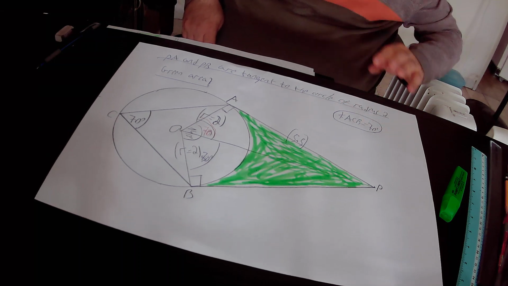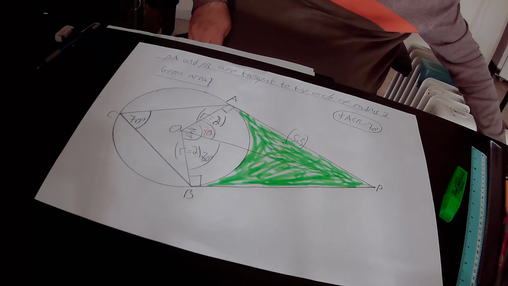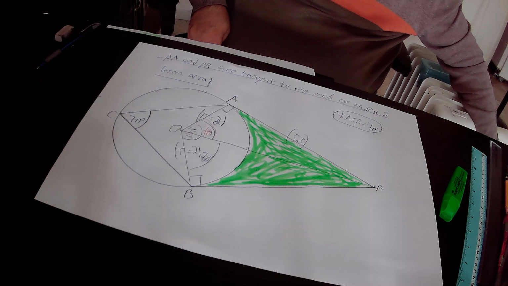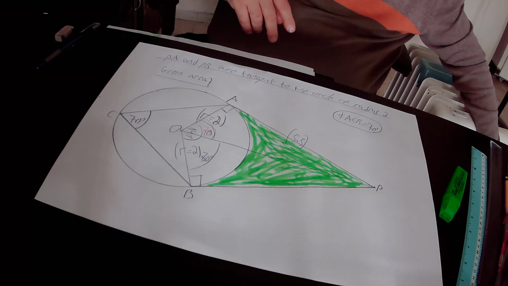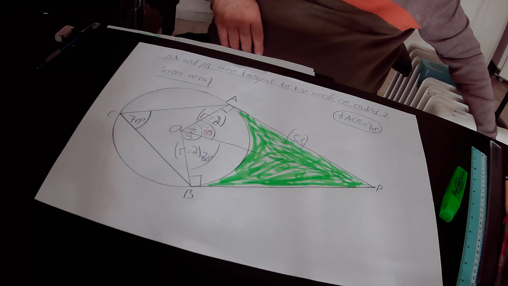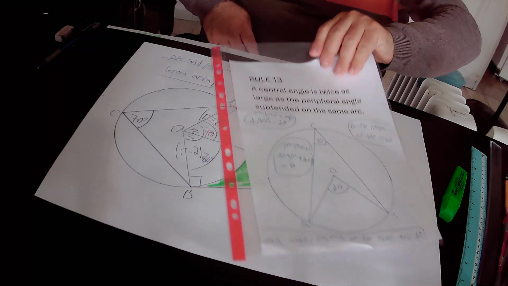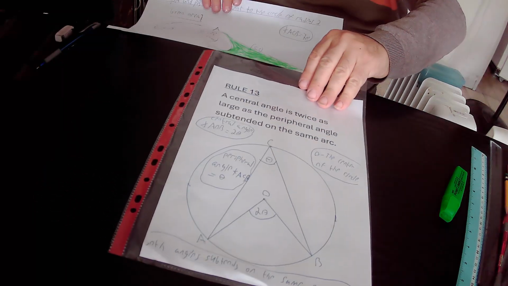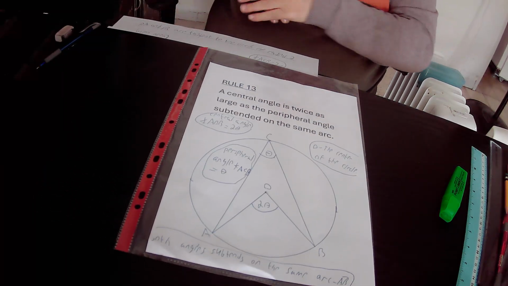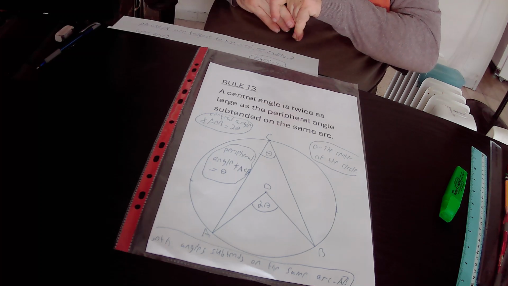Then I presented to you a new rule, it is actually rule 13, and we implemented rule 13 in our drawing. According to rule 13, the central angle is twice as large as the peripheral angle subtended on the same arc. Repeat again on rule 13. According to rule 13, the central angle is twice as large as the peripheral angle subtended on the same arc.